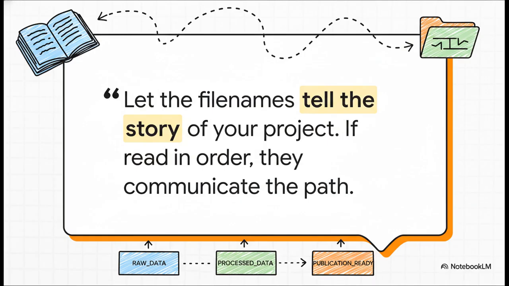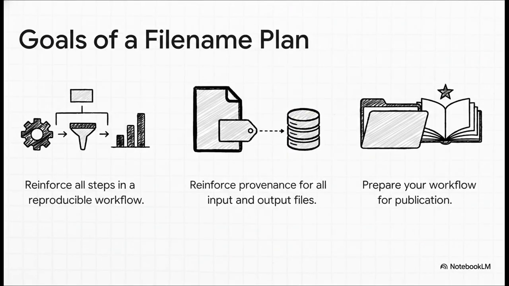When you sort them alphabetically, they shouldn't be some random jumble. They should reveal a clear, coherent narrative of your project's journey, from the raw data all the way to the final publication. So the goals here are way bigger than just organization. A good plan makes your work reproducible because it reinforces every single step you take. It clearly establishes the provenance, basically the origin, of every single file. And crucially, it prepares your entire project for sharing and publication right from day one.